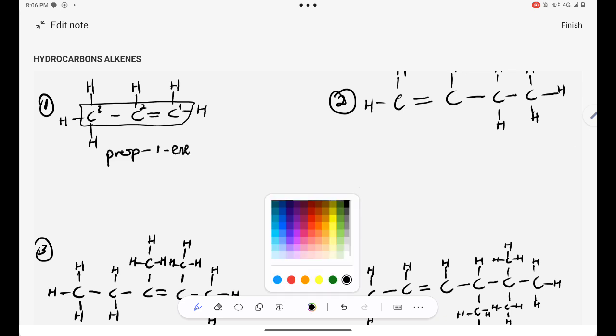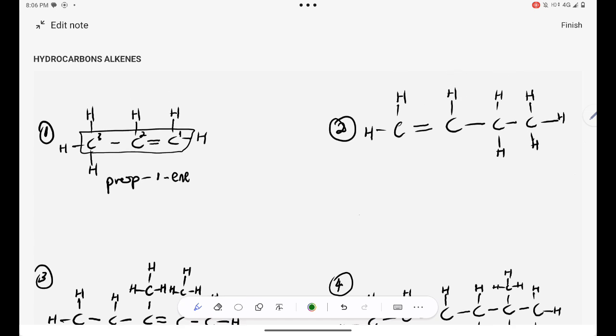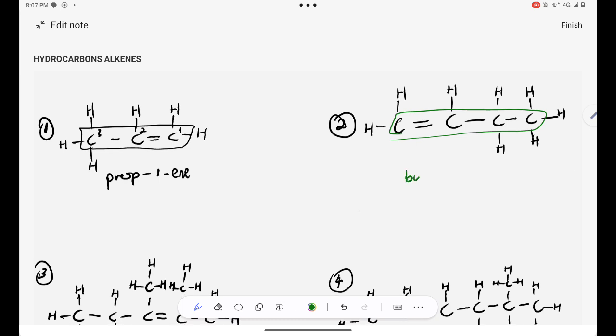Okay, and then for the second one, I have four carbons on my parent chain, so my prefix will be but. And then since the double bond is between carbon number 1 and 2, I'll simply write 1 because 1 is smaller than 2, and then my suffix will be ene.